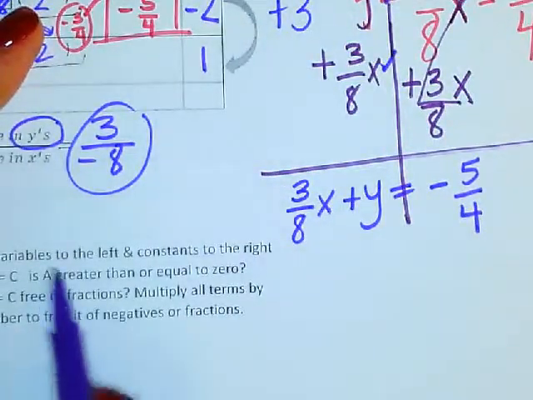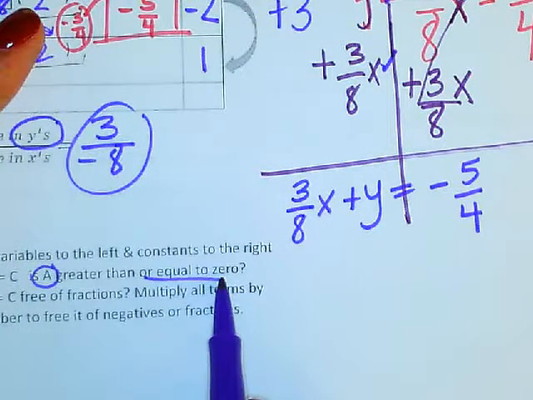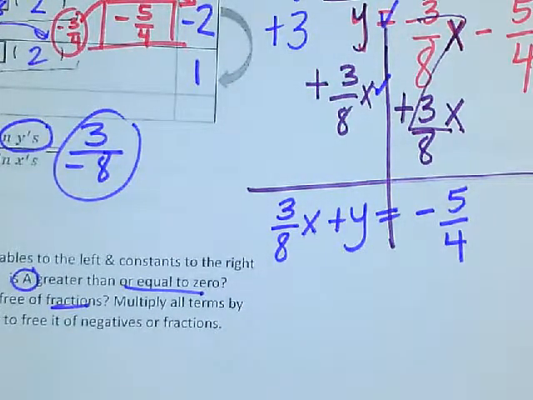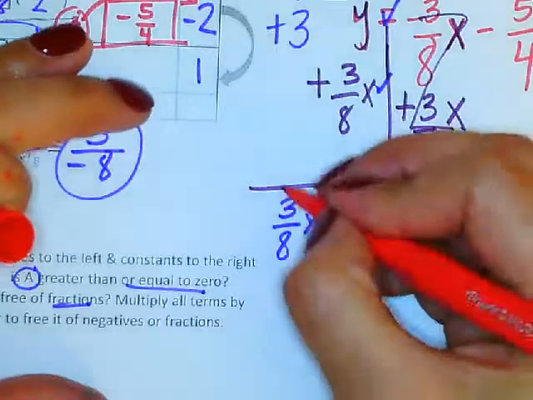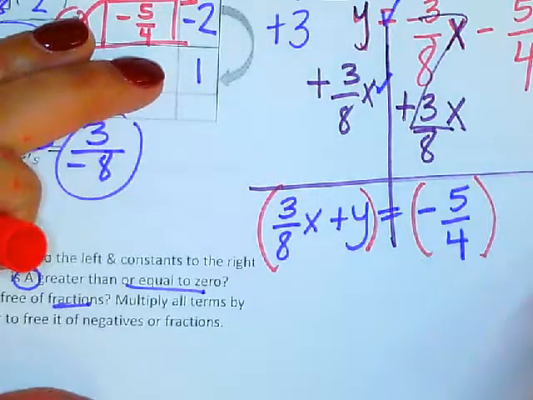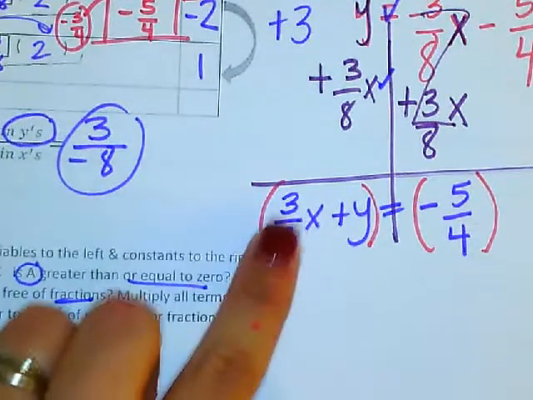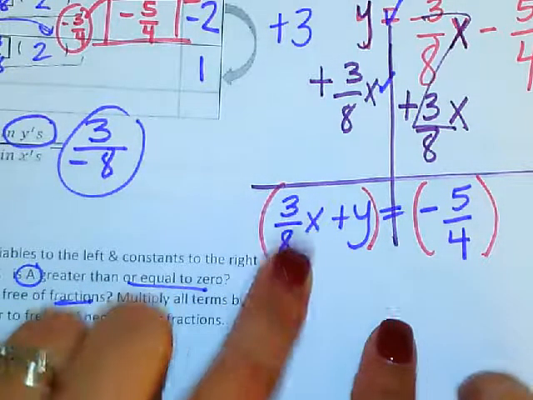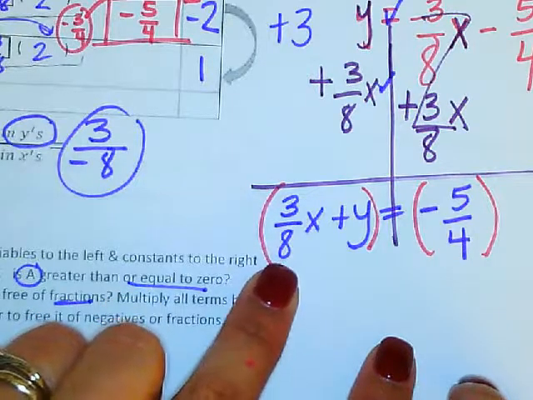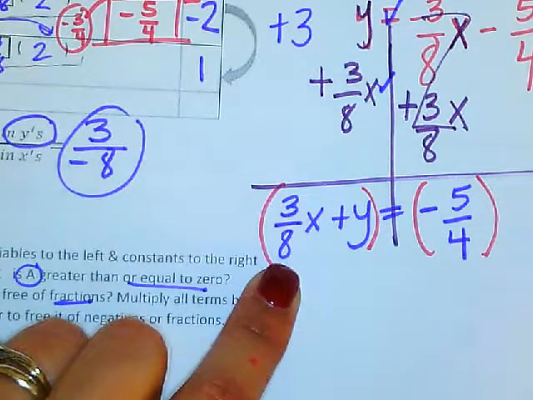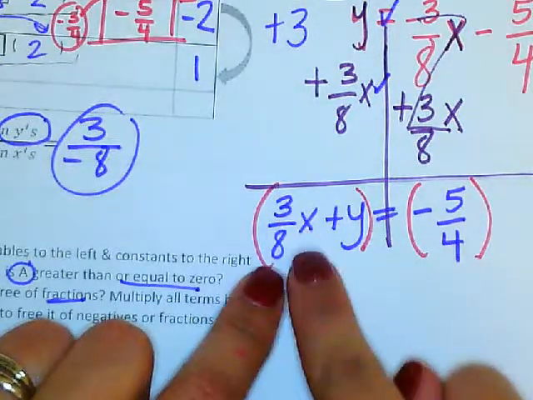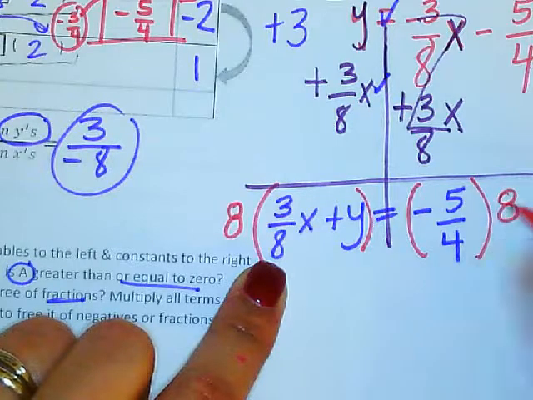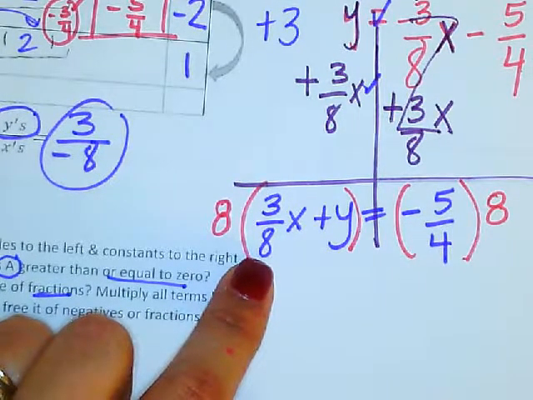However, remember that the a has to be greater than or equal to 0, free of fractions, free of decimals. So right here it's not, it's a fraction. So I have to multiply all the terms on both sides by something so that this becomes a whole number and not a fraction. So I look at the denominator. The denominator is 8. And this is already positive, so I don't have to worry about negatives or positives. So if the denominator is 8, I'm going to multiply by 8 so that I can cancel that fraction.